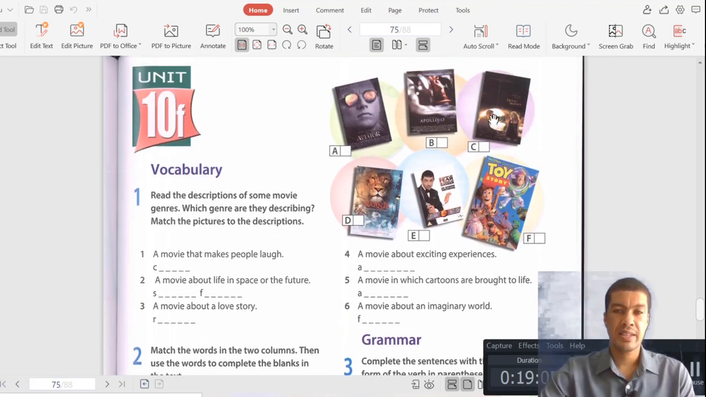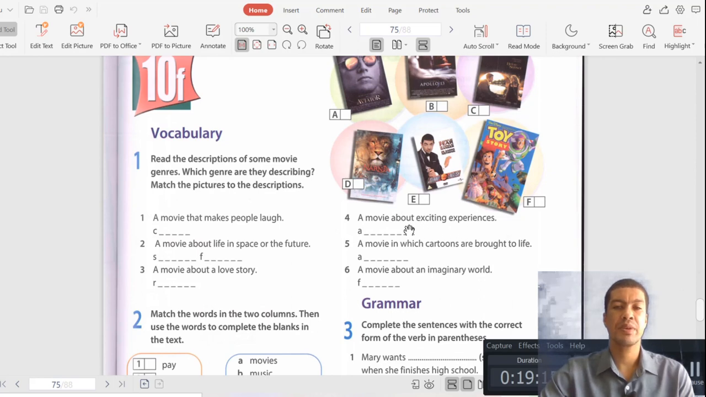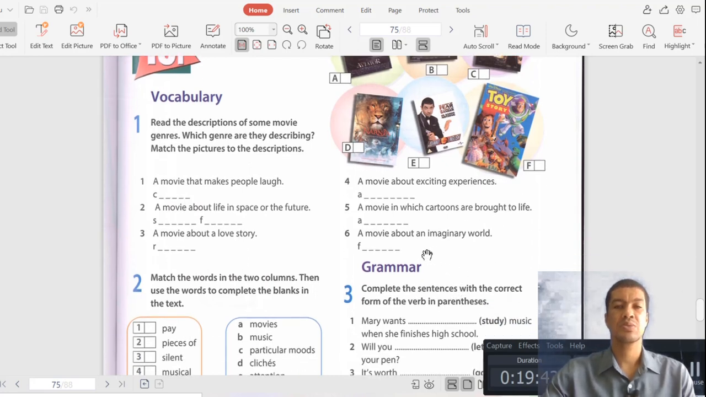Right, and these are our different types that we can associate them with. Number four, a movie about exciting experiences. What is the genre that we can use? And that is simply adventure. Moving on to number six, a movie in which cartoons are brought to life. Which movies can we see that cartoons are brought to life? And that is simply animated movies. And a movie about an imaginary world, the last one that we can fit in. If you did not get it, it's okay, but a movie about an imaginary world we usually call fantasy movies.